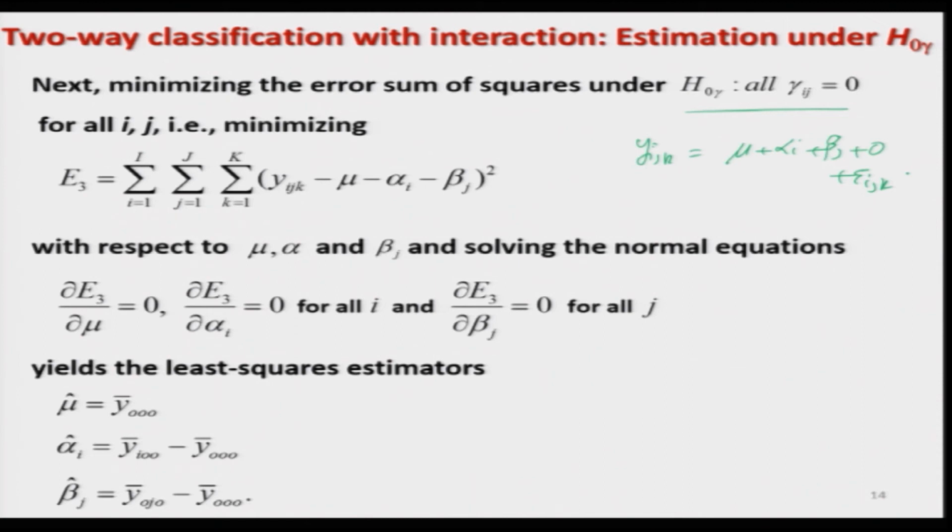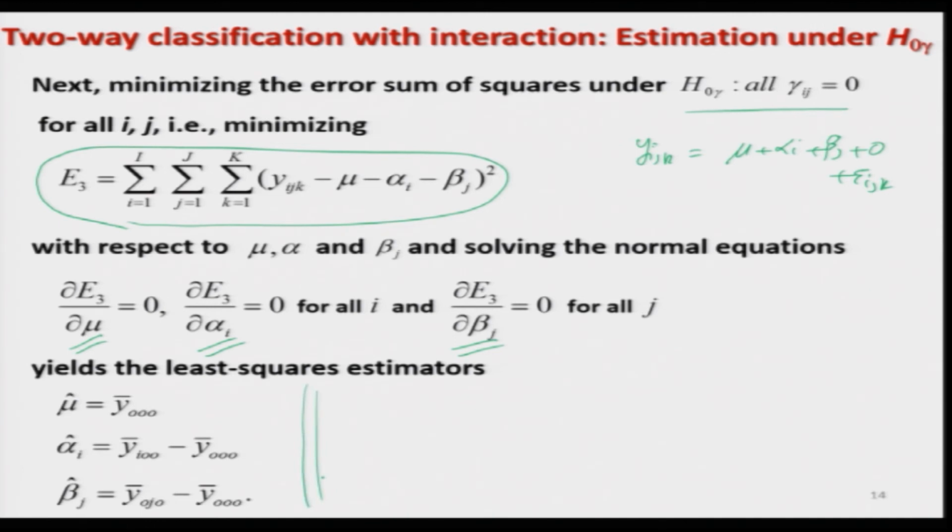So, we simply have to write down the sum of squares due to random errors, and then partially differentiate it with respect to mu, alpha i and beta j. If you partially differentiate them and put them equal to 0, you get the normal equations, and then you simply solve the normal equations and get the least square estimators of mu, alpha i and beta j. Mu hat comes out to be y bar triple naught, alpha i hat comes out to be y bar i double naught minus y bar triple naught, and beta hat j comes out to be y bar naught j naught minus y bar triple naught. And you can see once again that these are the same estimators that you obtained earlier.